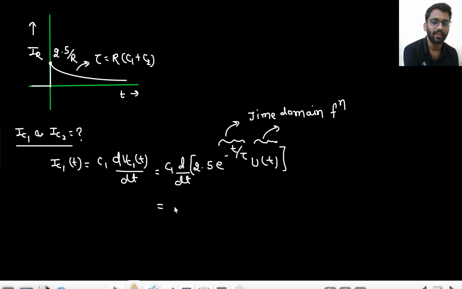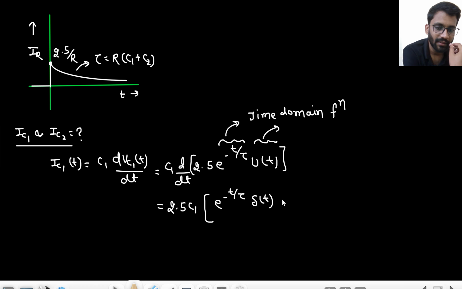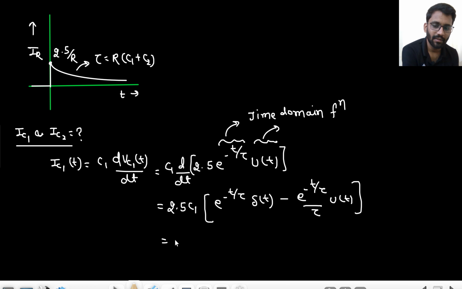So you have to apply the u into v rule. How will you do it? 2.5 C1 first, with e to the power minus t upon 2 as it is, differentiation of u(t). What is the differentiation of u(t)? That is delta(t). Then this as it is, and the differentiation of this, which is e to the power minus t upon 2, into u(t) as it is. Now tell me what will be the value of 2.5 C1 times this? That would be delta(t) only. Right? Because I have told you that any function x(t) into, okay, I will write it clearly.